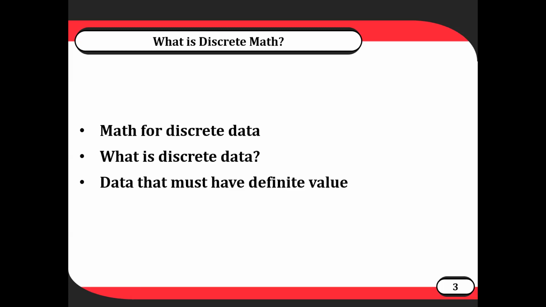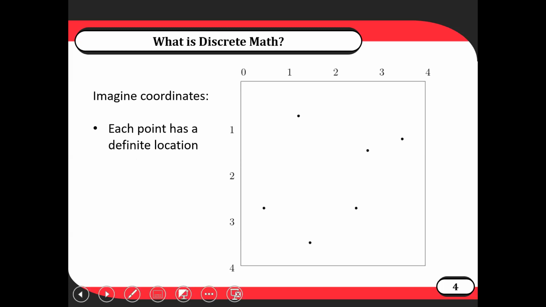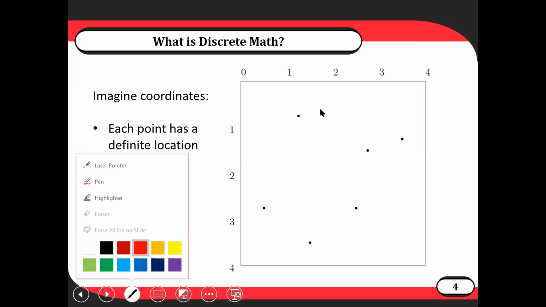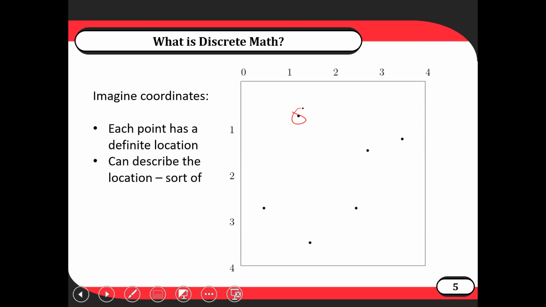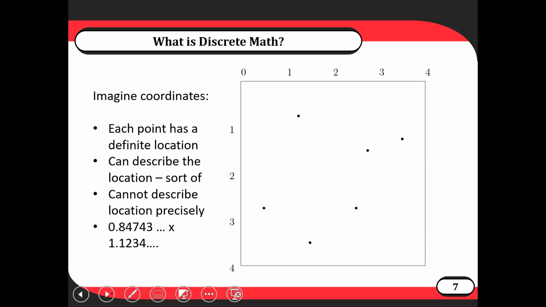So what is discrete data? It's data that must have a definite value. As an example of data that must have a definite value, as opposed to indefinite, we can imagine a set of coordinates drawn perhaps on a piece of paper. Each point has a definite location. For instance, we can see exactly where this point is, but when we want to describe the location, that becomes a little more difficult, because now we have to sort of guess a little bit, because it could have real coordinates.